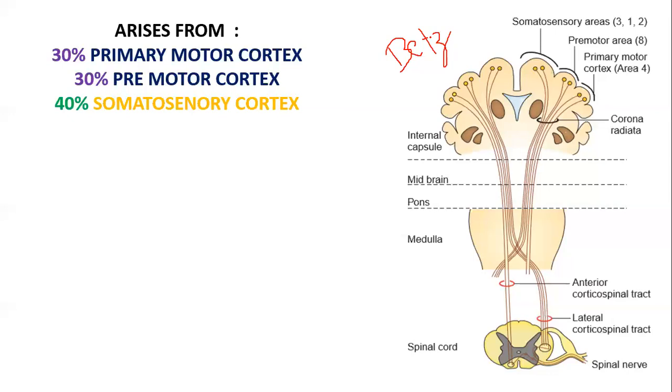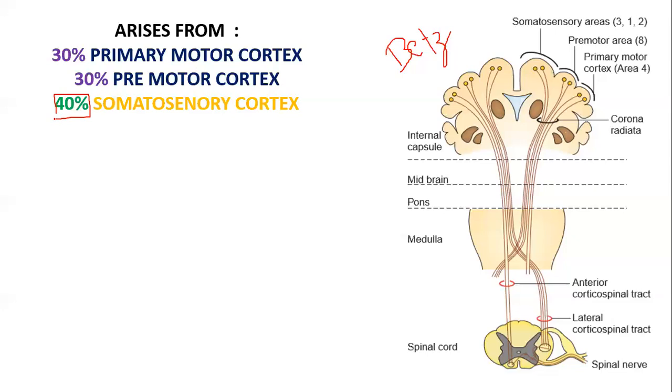So what are the contributions? What is the origin? I can say it arises from layer 5 cortex Betz cells, and you are supposed to include this percentage. 30% of the fibers are going to come from the primary motor cortex. 30% of the fibers come from the premotor cortex. And 40% is from the somatosensory cortex.